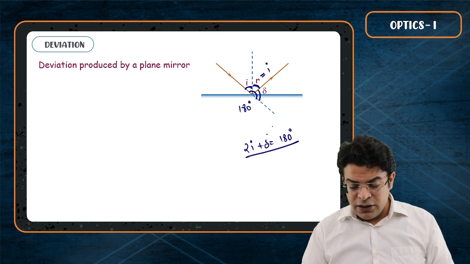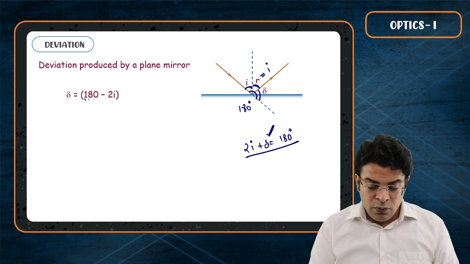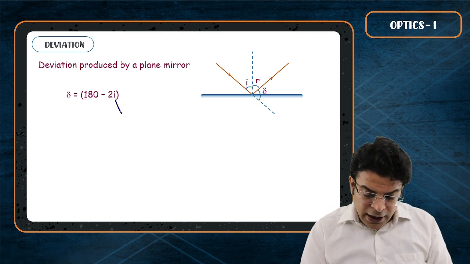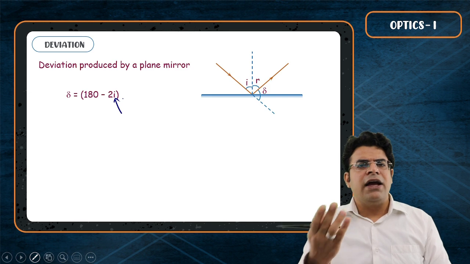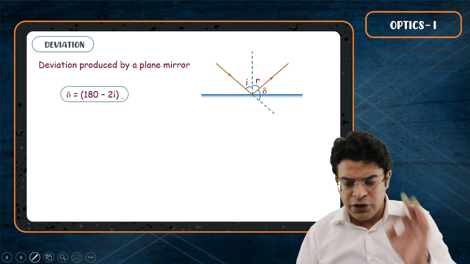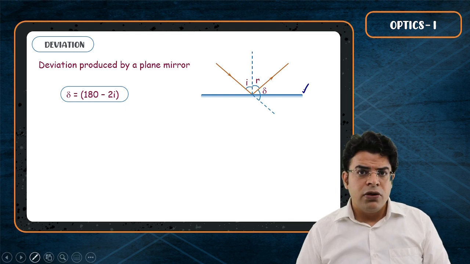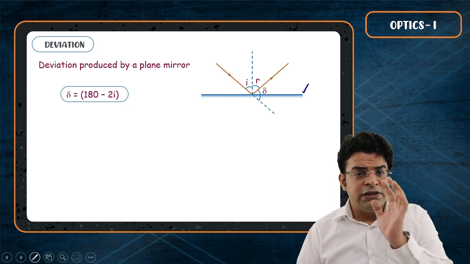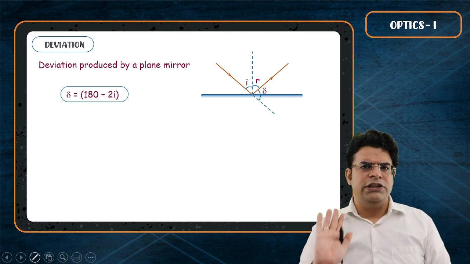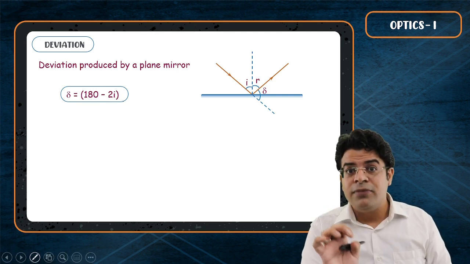So the deviation produced is nothing but 180 minus 2I. In place of the angle of incidence, you can even write the angle of reflection R. So just remember that the deviation produced by a plane mirror on a ray hitting it is nothing but 180 minus 2 times the angle of incidence. So easy. But here comes one important case.